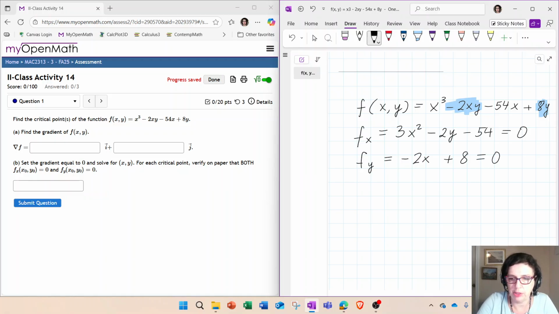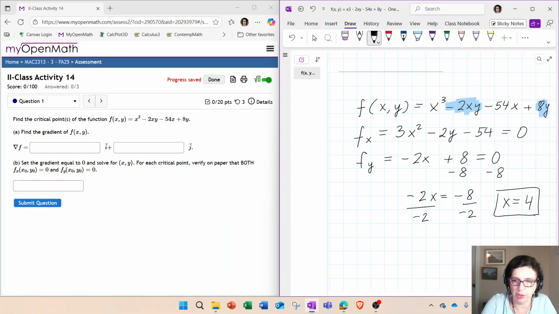From here, we can certainly solve this for x. It's much easier to solve the second equation. We subtract 8 from both sides and get negative 2x equals negative 8, and then dividing both sides by negative 2 gives x equals positive 4. Now you plug that into the first equation, because you have two equations, fx equals 0 and fy equals 0. Using the first equation, we plug in 4 for x and solve for y.